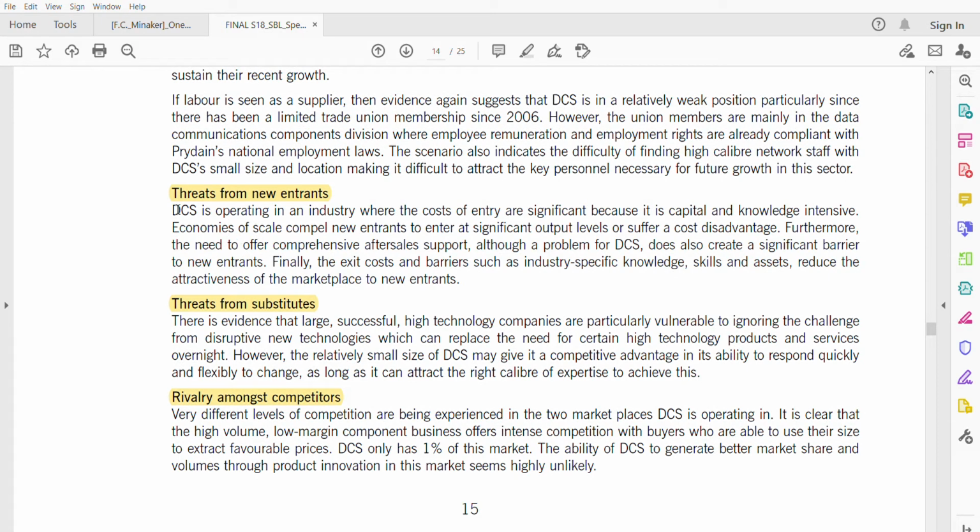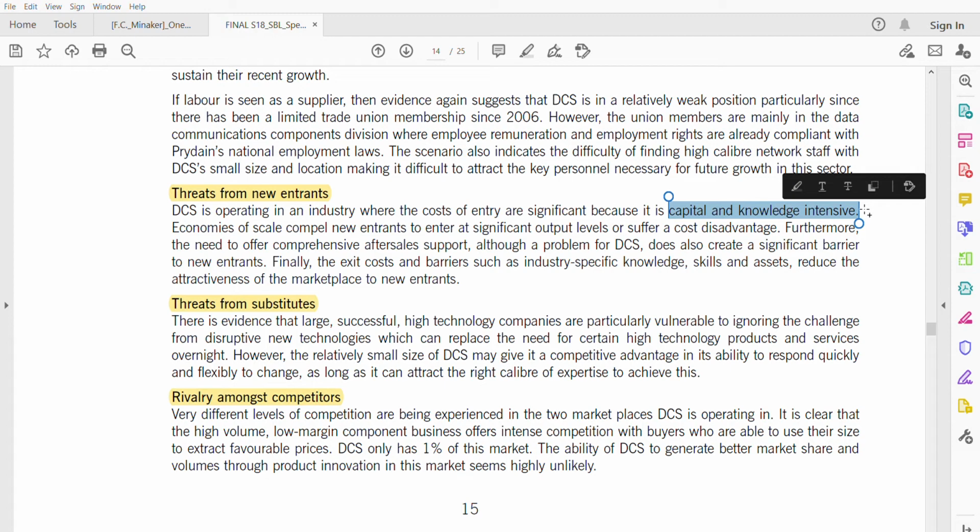Okay, so DCS is operating in an industry where the cost of entry is significant. Why is the cost of entry significant? Here you need to have knowledge. Which industry is DCS operating in? It's a data communication network. It needs huge R&D. It needs huge technology investment.